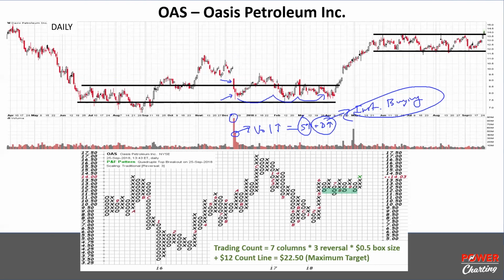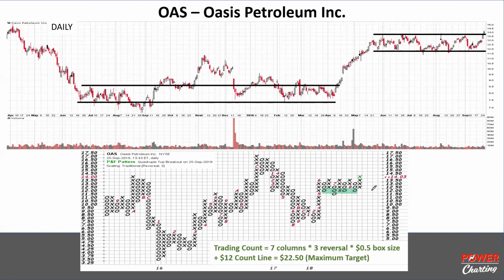So a very interesting structure, Bruce. And that demand is showing up as that large tail on that low day, as an example. Large volume, a tail, and then from that it tests it and then has a nice rally afterwards. Well, Bruce, what about the count for us here?